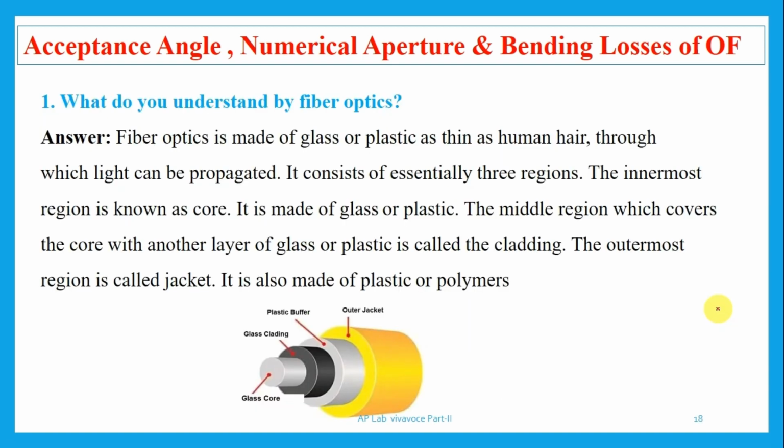So what do you understand by fiber optics? This is a glass or plastic material as thin as a human hair, very thin it will be. So light can be propagated through it. Basically it consists of three regions: core, cladding, and then plastic buffer and outer jacket. Mainly these two, core and cladding, combined we call optical fiber, and the other things will be used as protecting layers.